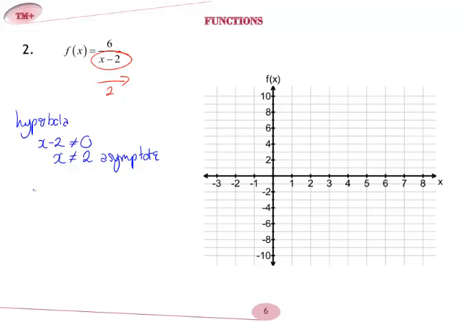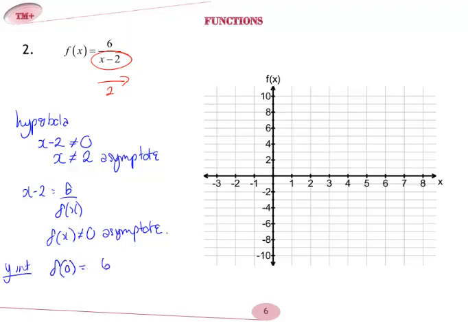Swapping these two around, I get x minus 2 equals 6 over f of x. Because the f of x is on the bottom, f of x can't equal 0. So that's another asymptote. The other thing I should work out is my y-intercept, or my f of x-intercept, which is at f of 0. That's going to be 6 over 0 minus 2. 6 divided by negative 2 is negative 3. So let's try and put all this information on my graph. x equals 2 is an asymptote, so I put that in. f of x equals 0 is an asymptote, so I put that in.